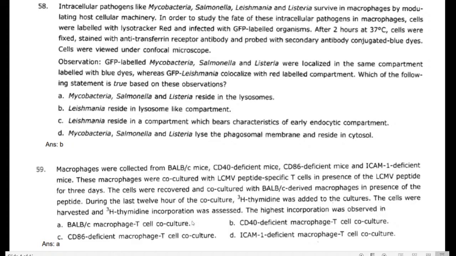So after this co-culturing step, the cells were recovered and co-cultured with the BALB/c cells in the presence of the peptide. After this step, they are observing these cells with H-thymidine. This happened with the BALB/c macrophage cells and the co-cultured cells.